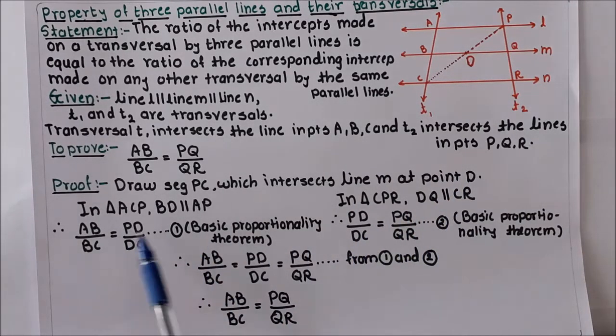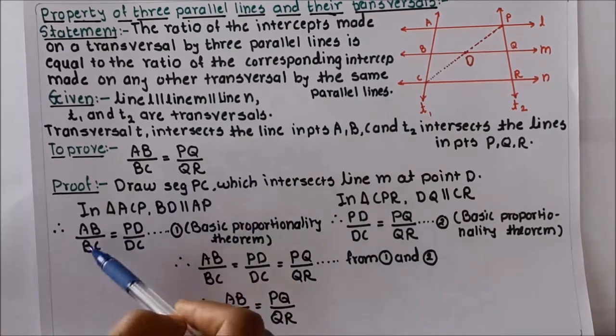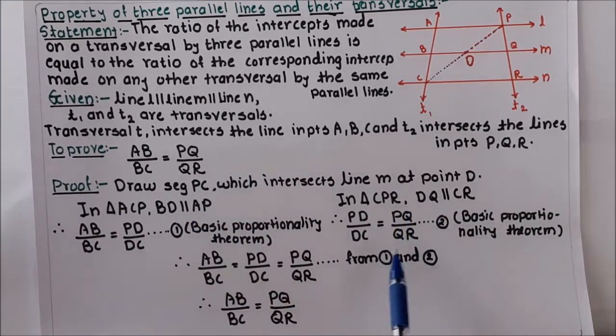Now again you have to watch these two statements. First one, we are saying that AB upon BC is equal to PD upon DC. And again we are saying that PD upon DC is equal to PQ upon QR. Means AB upon BC is equal to PQ upon QR, and it is proved.